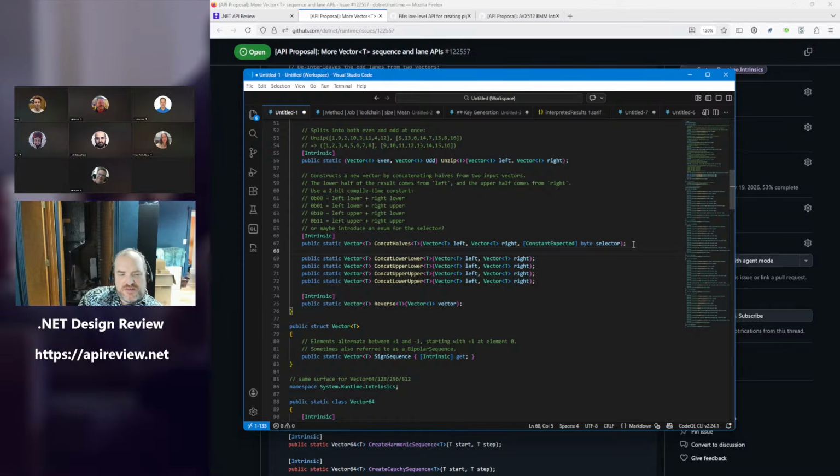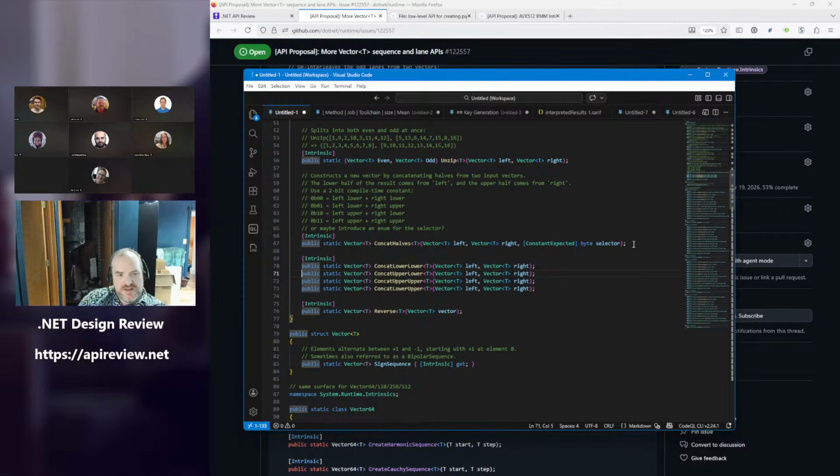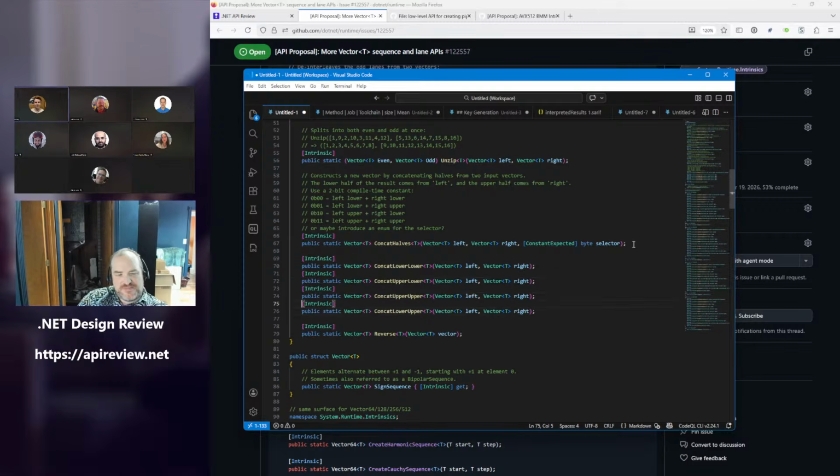And remind me what the intrinsic attribute is on all these. Is that saying the JIT's expected to fold it to a single instruction? Right. It's saying that the JIT supports it specially and provides the accelerated implementation if it can. Okay. So all of these should also be marked. So the intrinsic's actually an internal attribute. It's not public API, so it doesn't really matter. Fair enough.